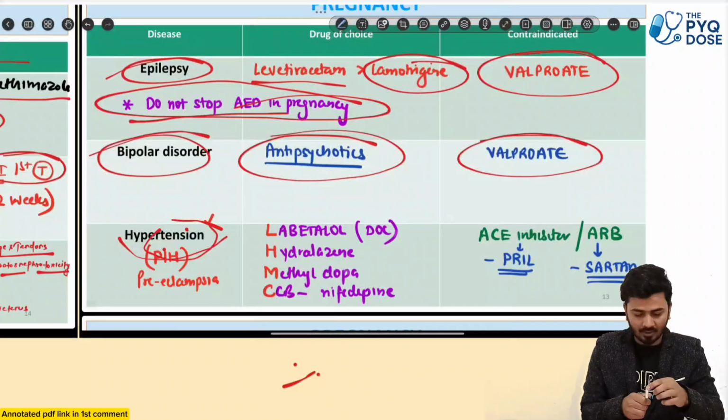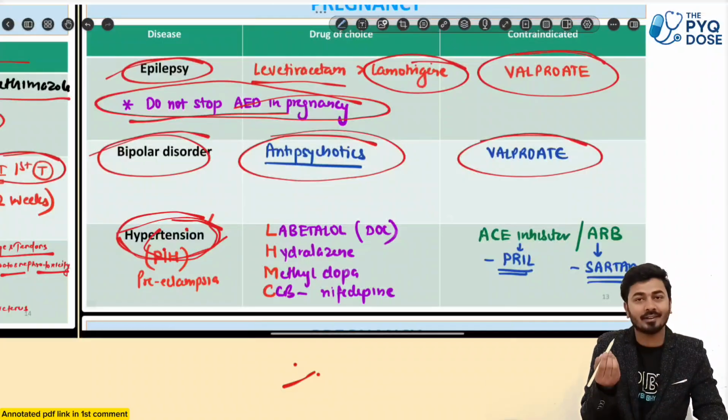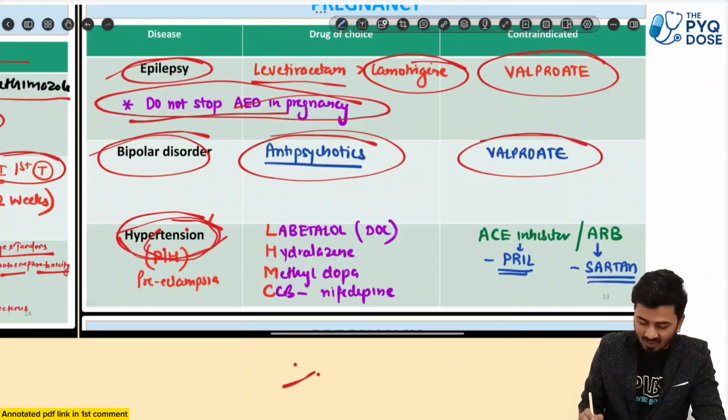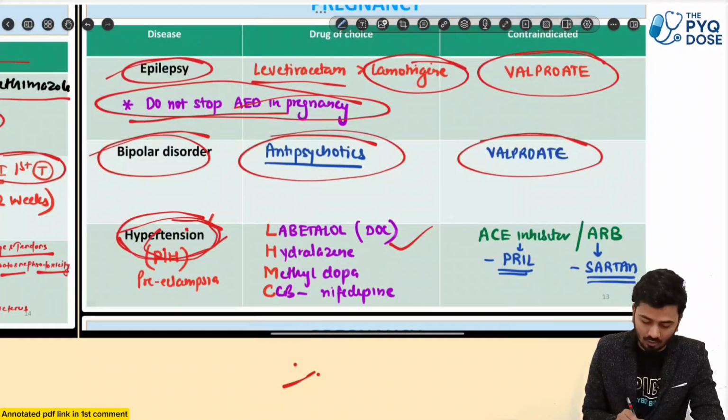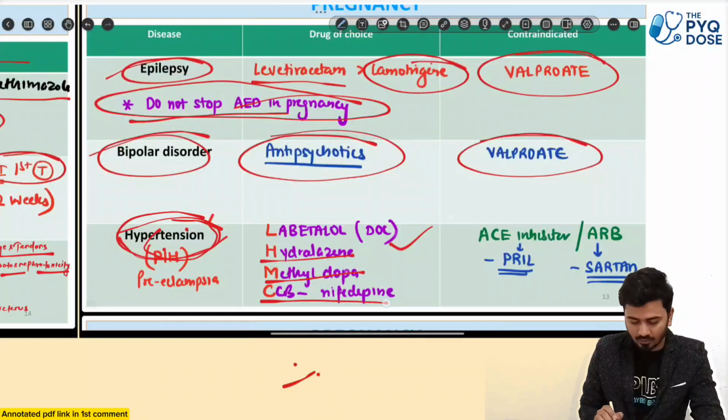In the case of hypertension, look, it's working now. In the case of hypertension, the drug of choice will be labetalol. Everybody knows that in pregnancy, the antihypertensive drug of choice is labetalol. Hydralazine can be used, methyldopa can be used, and CCBs, calcium channel blockers like nifedipine, can be used.